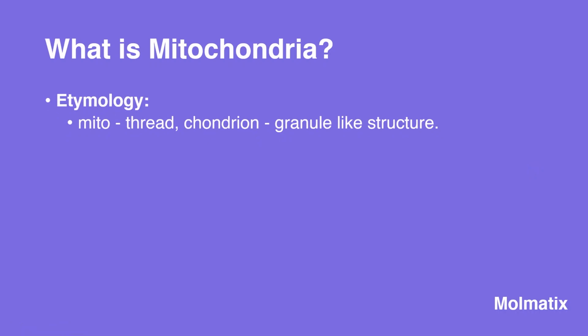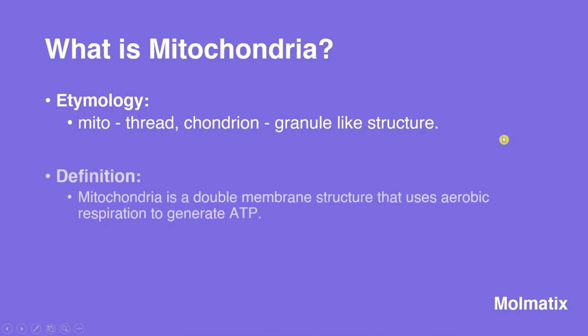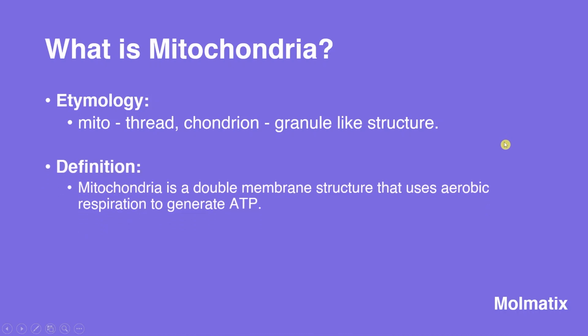Etymology. The word mitochondria is derived from two words: mito means thread and chondrion means granule-like structure. Then the definition of mitochondria. Mitochondria is a double membrane structure that uses aerobic respiration to generate ATP.